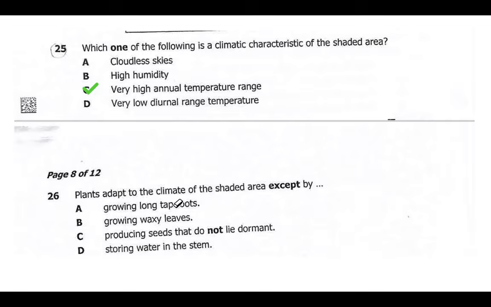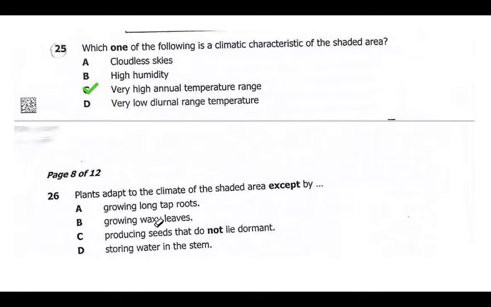plants adapt to their climate in the shaded area, except by. When they say except, they mean not, or an exclusion. That's what they mean by except. So take note of these terms in the exam. They are important. They are points which are correct, but there is one which is not correct. So let's look at the characteristics of the plants of the hot desert.